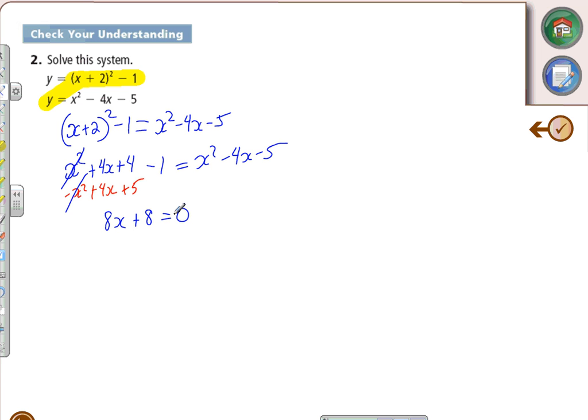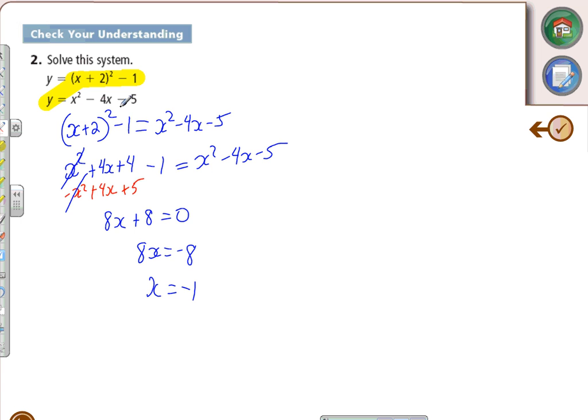And let's just solve for the x now. 8x is equal to negative 8, divide by the 8, x is equal to negative 1. We only got left with a linear here. The x squareds canceled off, gave us one solution. There's only one intersection point. There's one solution only.